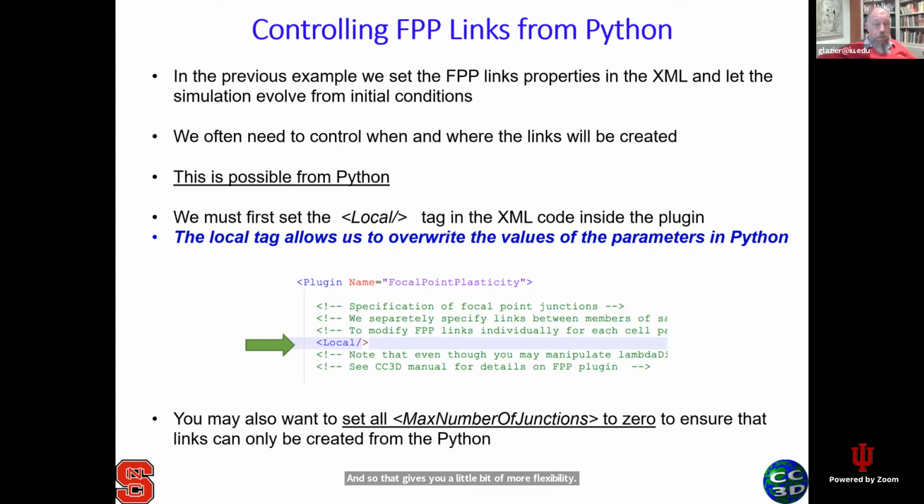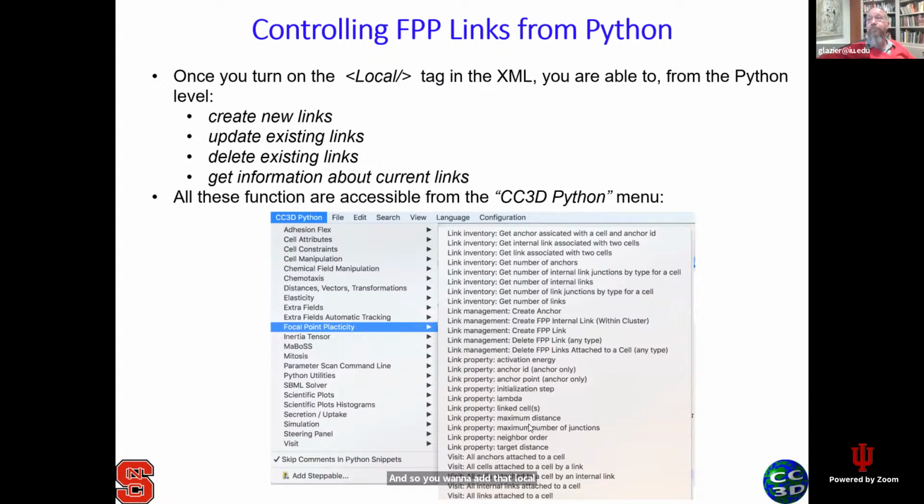One thing that you probably want to do if you're going to do Python specified links is to set the maximum number of links in the focal point plasticity plugin to 0, so that the automated link generator isn't trying to generate links for you while you're trying to do it by hand. It can be pretty confusing when you have both of those things running together. And so you want to add that local tag to your code.